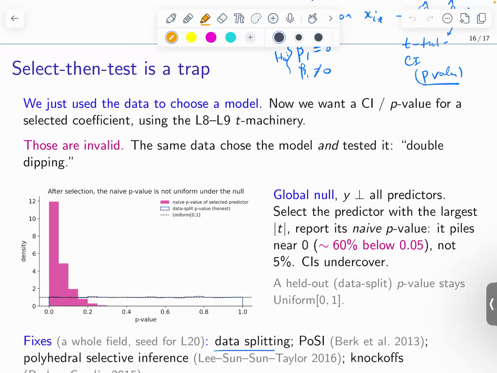And then pick the one predictor that correlates the most with y. For example, we can look at the t-value and then compute the p-value based on that.